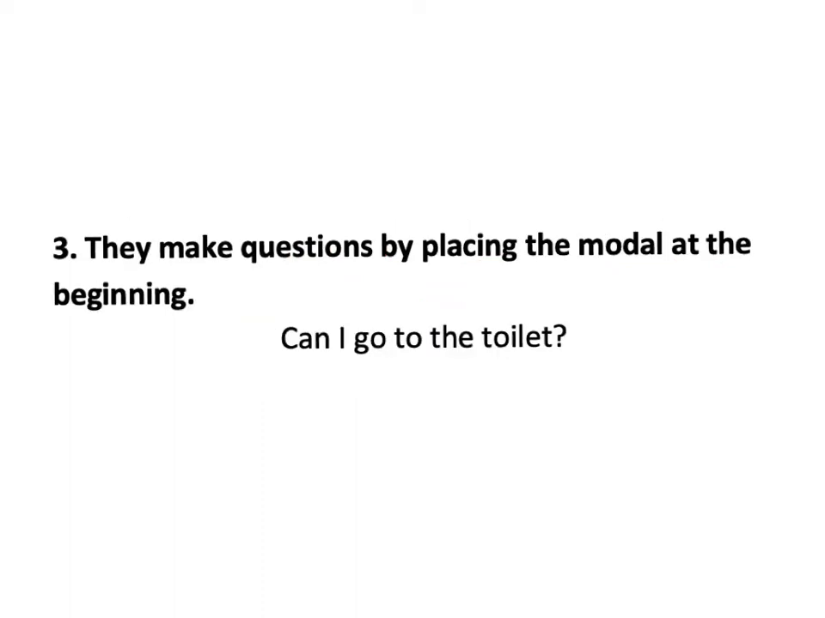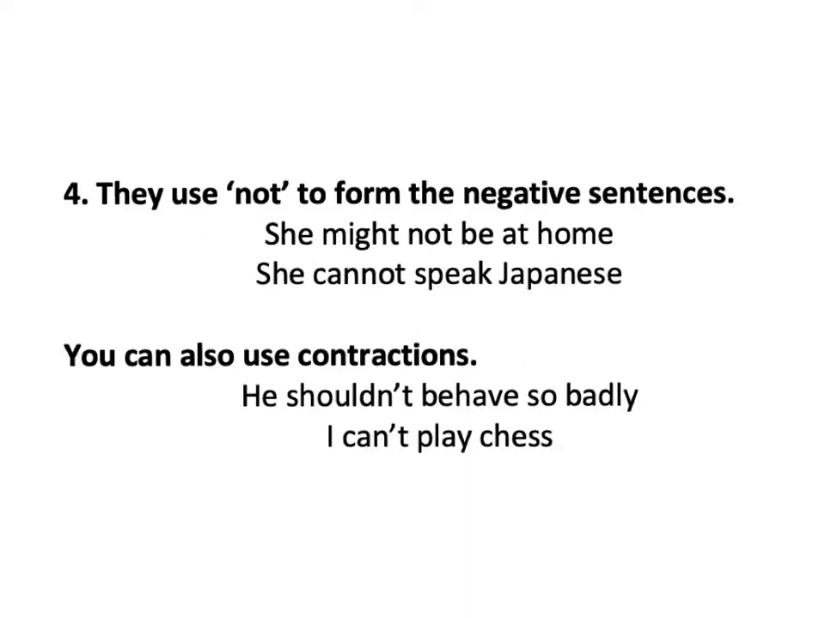A third point is that for questions, we place the modal verb at the beginning of the sentence. Can I go to the toilet, please? And finally, to make negative sentences, we only need to add not to the modal verb. She might not be at home, she cannot speak Japanese. Pay attention to the verb can, because normally when we add not, we have two different words, like might not. But in the case of can, we only have one word, cannot.